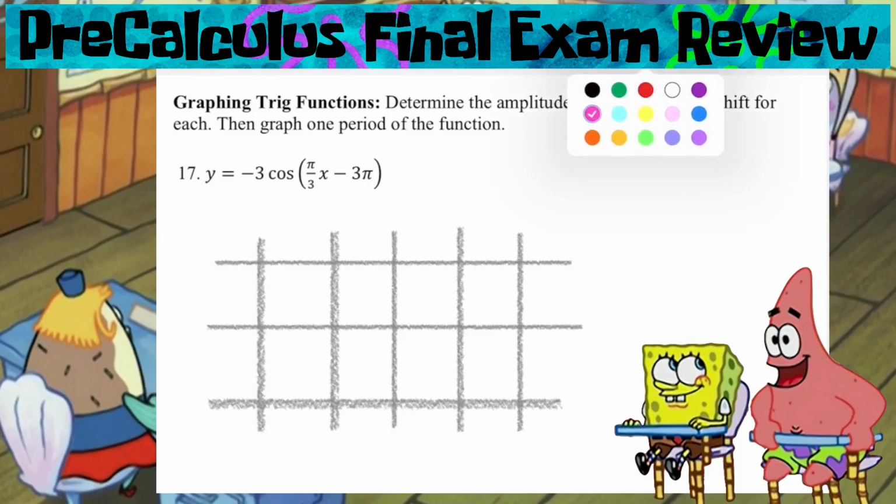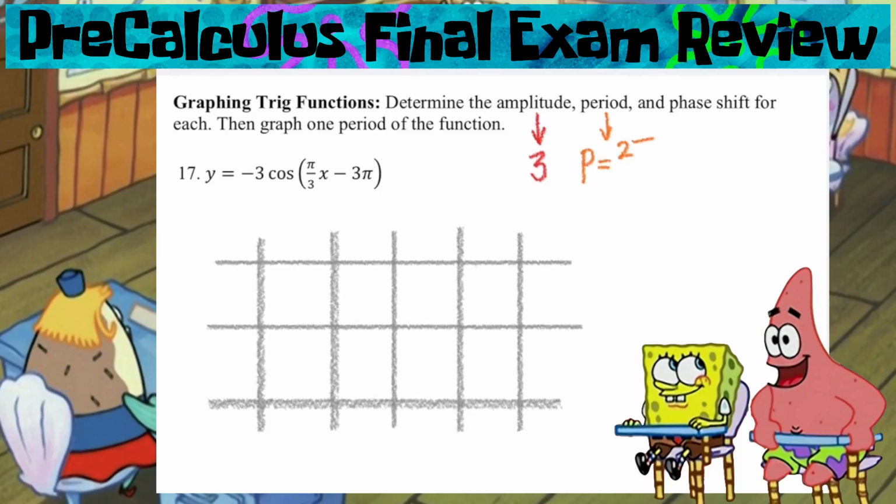First of all, the amplitude. The amplitude is the absolute value of A. A is your vertical stretch or compression. So the amplitude is 3. The period, in this situation, it's a cosine function, and the formula is period equals 2 pi over B.